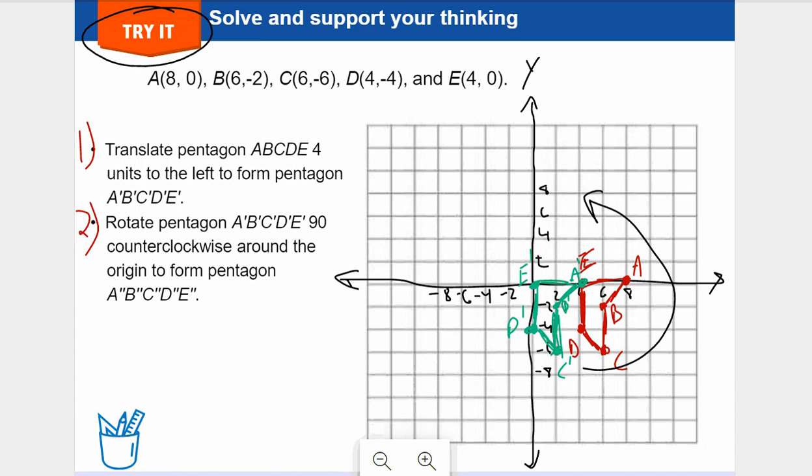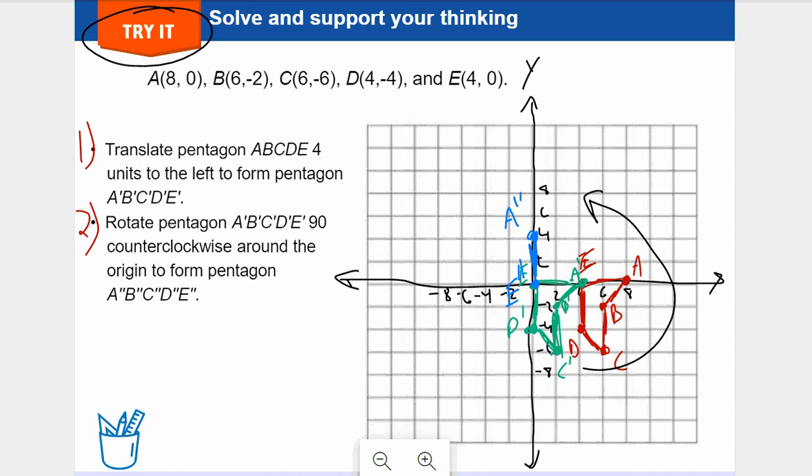So A is going to move up to here. So there's going to be A double prime. And E is actually not going to move at all. That's going to stay where it was and where it is. That's our E double prime. Because it's on the origin, so if it's spinning around the origin, and if it's already on the origin, it just stays there. So there's one of the sides.